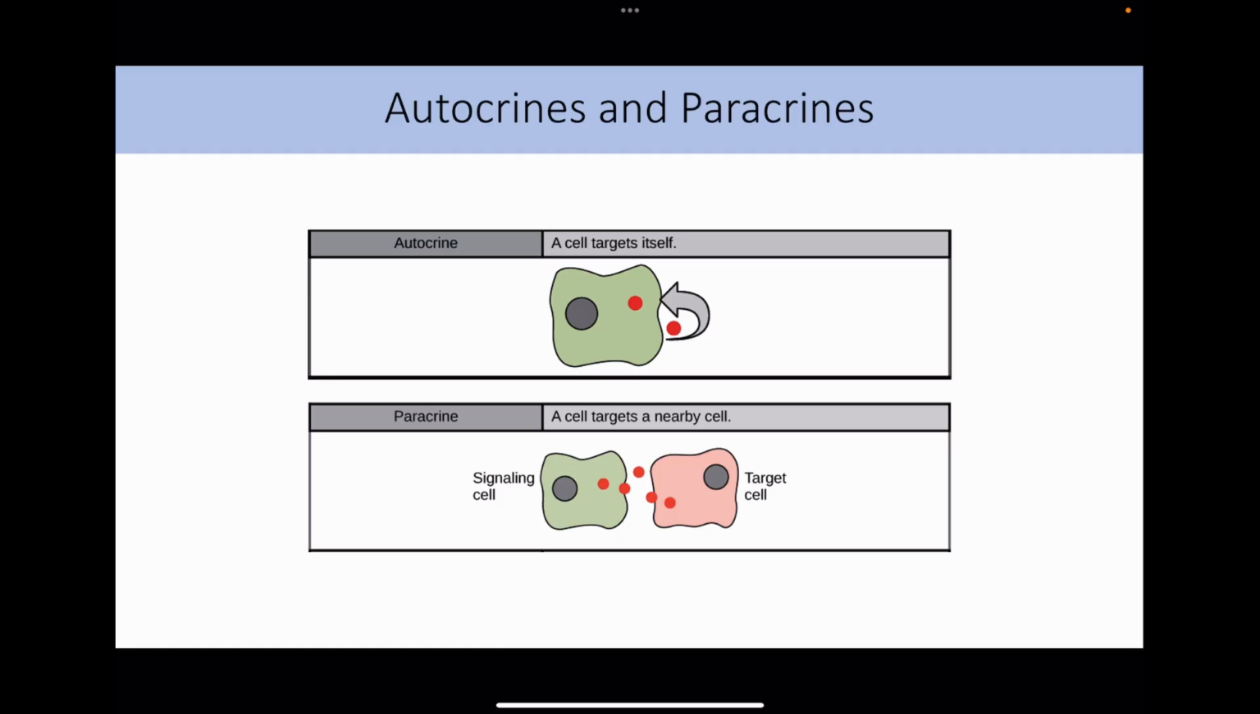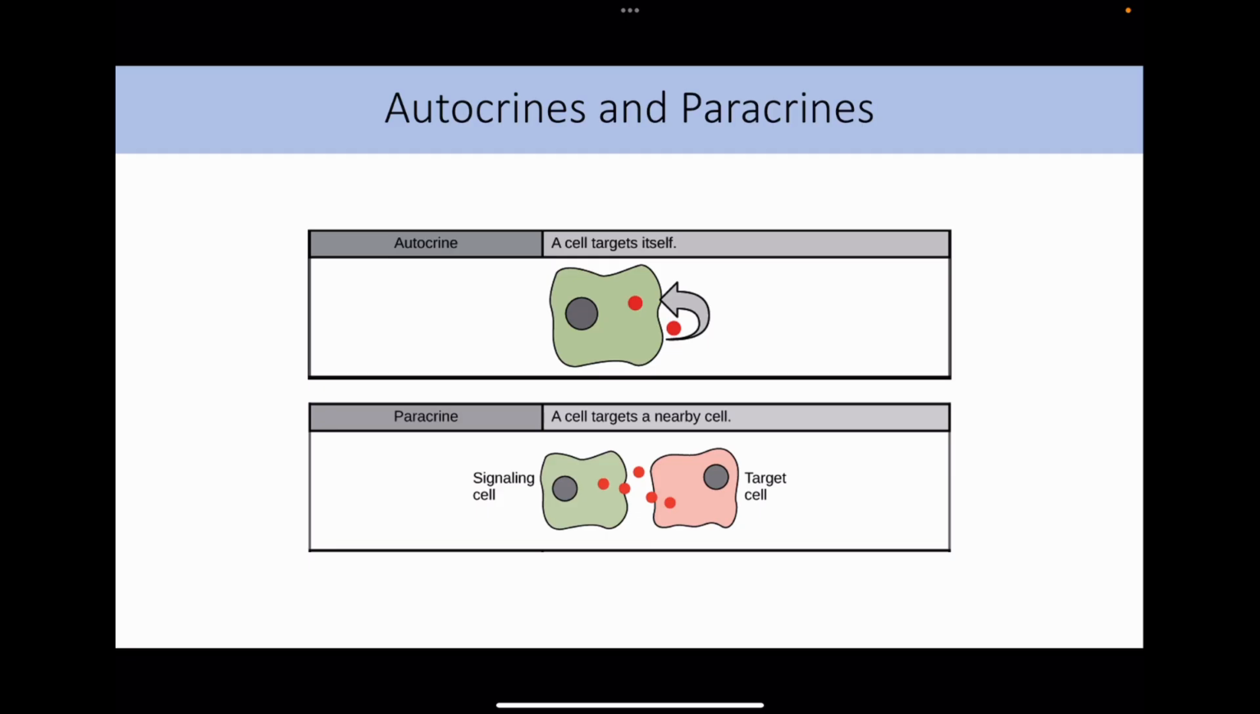Paracrine signaling is when a signaling cell sends out a chemical message in its immediate environment, so right around itself, and targets a neighboring cell, a cell right next to it. That is paracrine signaling.